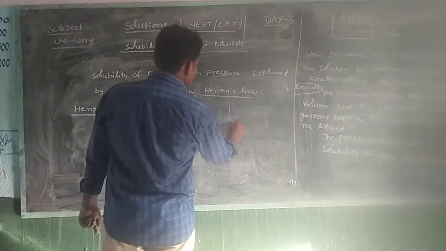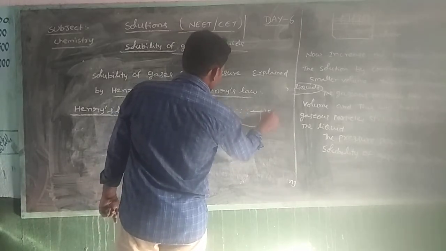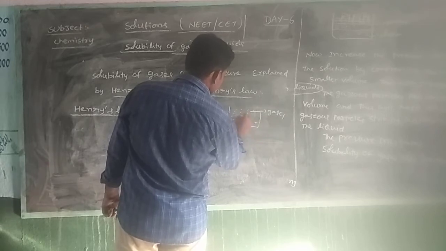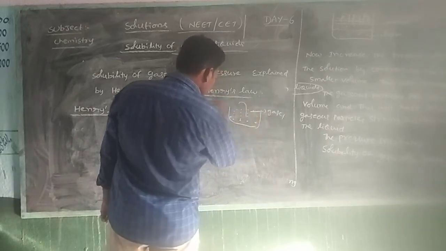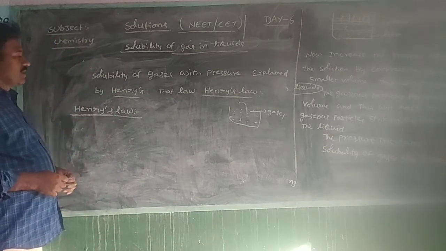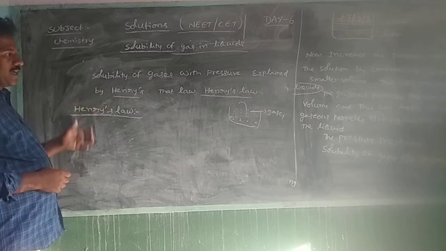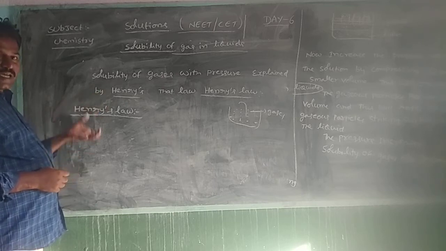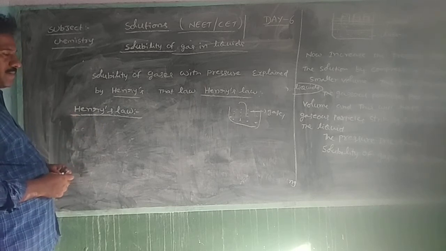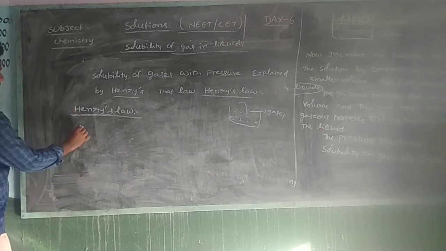Let me explain Henry's law. Suppose these are gases and this is the liquid. The solubility of gases in a liquid at constant temperature is directly proportional to the partial pressure of the gas present above the solution at constant temperature.